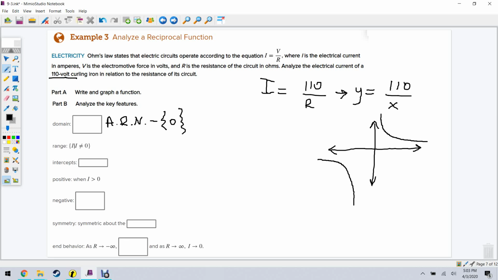Intercepts. Look at the graph. Let's talk about the x-intercept. I mean the range, we forgot, sorry. The range will be the same again: all real numbers other than 0, because if you look at the graph, we have the horizontal line here, but the function never crosses that. So the range is also all real numbers except 0.